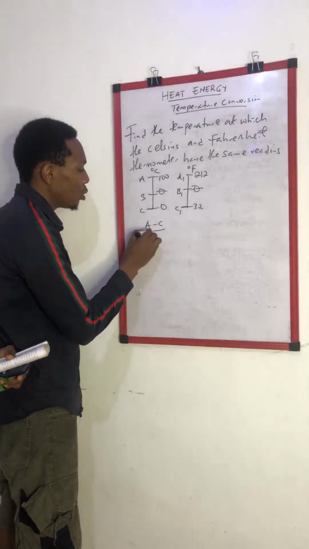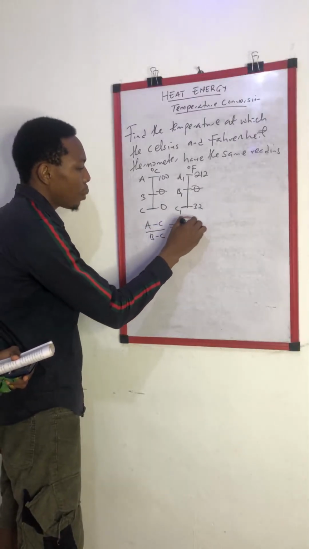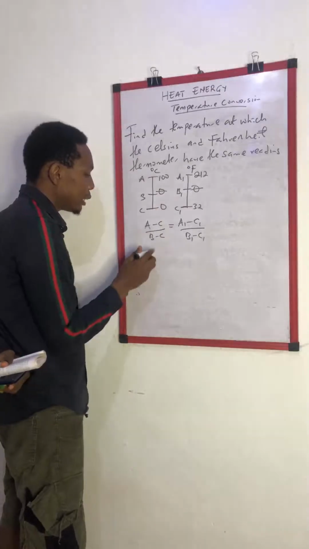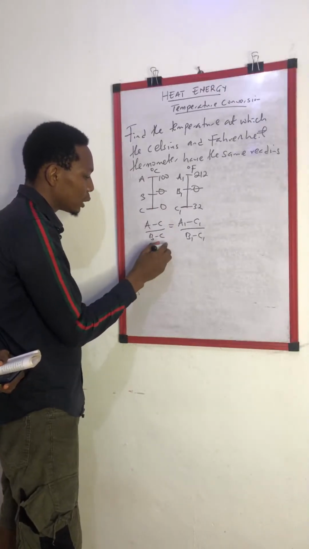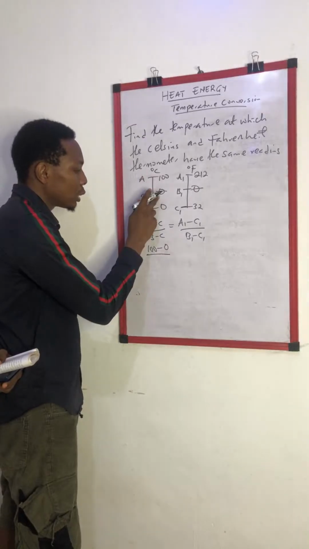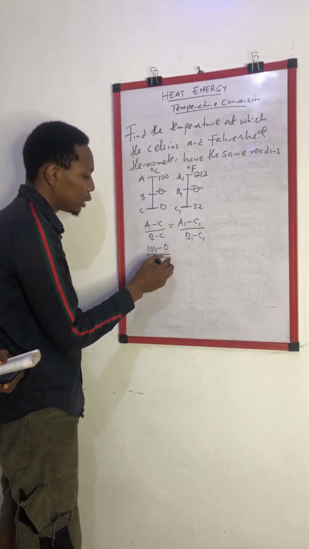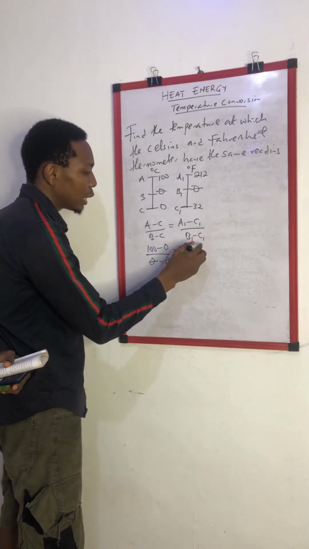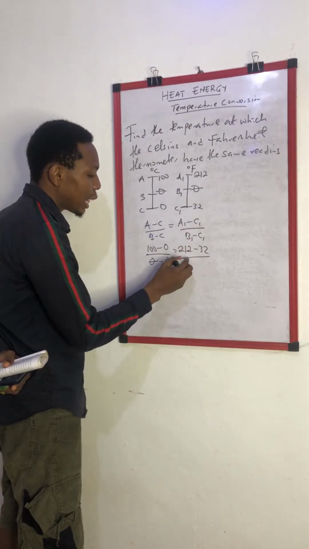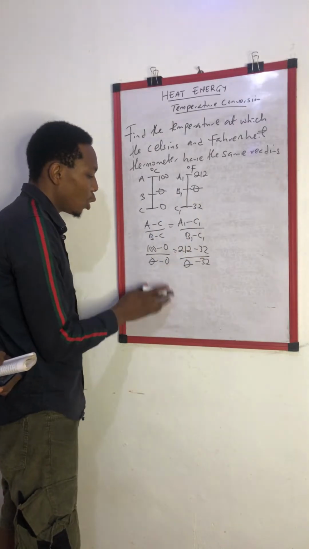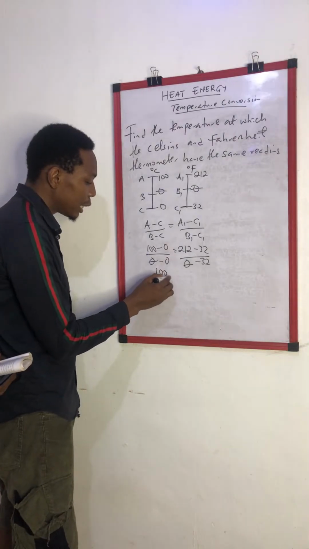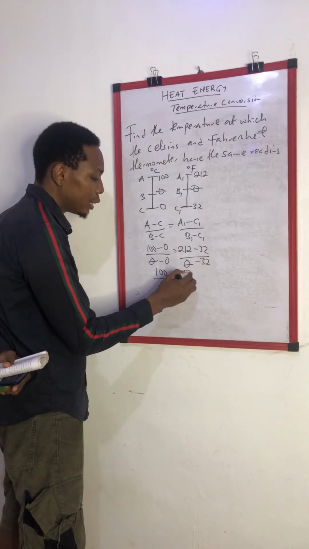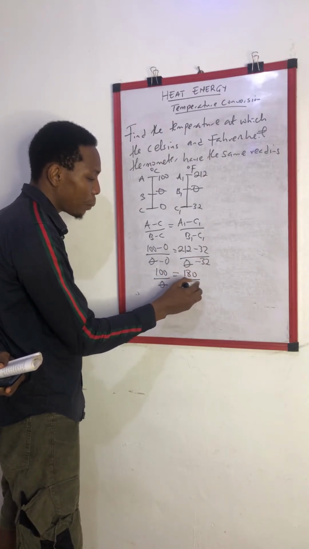A minus C over B minus C equals to A1 minus C1 over B1 minus C1. So here, our A is sitting as 100 minus what? 0. All over B is what? Theta. Then minus what? 0. Then equals to A1 is what? 212. Then minus what? 32. Then all over theta. Then minus what? 32. 100 minus 0, we have 100. Then theta minus 0, we have theta. Then equals to 212 minus 32 is 180. Then all over theta minus 32.